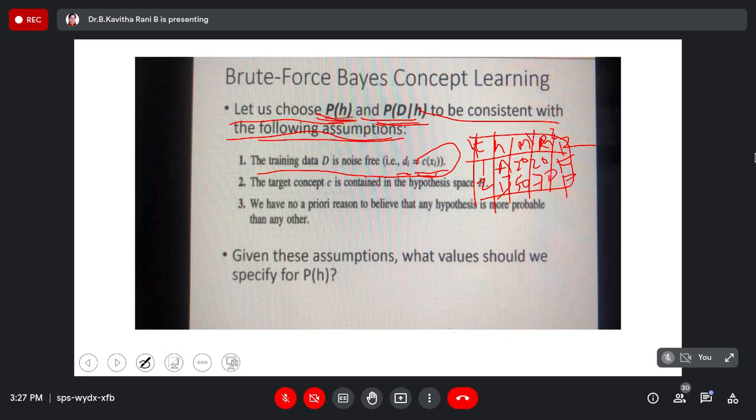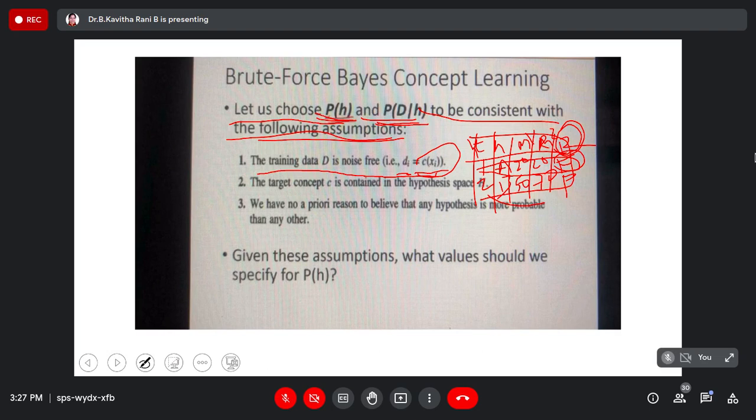This is the training data. So this is noise free. Okay, so what is DI? DI is this particular data, single instance data, that is equal to C(X of I). C(X of I) means, we are taking the result as the concept. X of I means its output, which is fail. So that is DI is equal to C of XI.